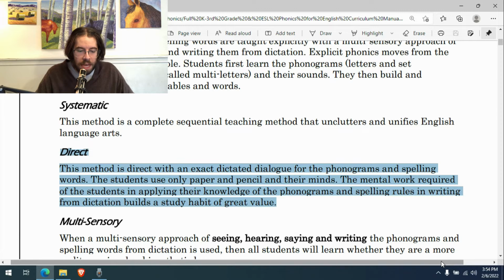Direct. This method is direct, with an exact dictated dialogue for the phonograms and spelling words. The students use only paper and pencil and their minds. The mental work required of the students in applying their knowledge of the phonograms and spelling rules in writing from dictation builds a steady habit of great value. So there's a couple of things in there that I just want to touch on.